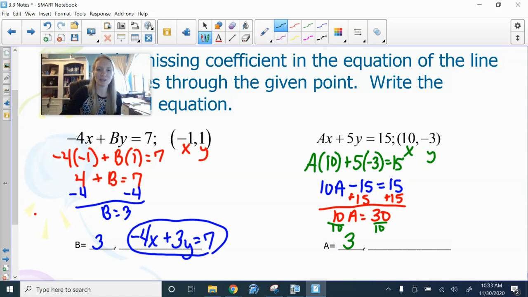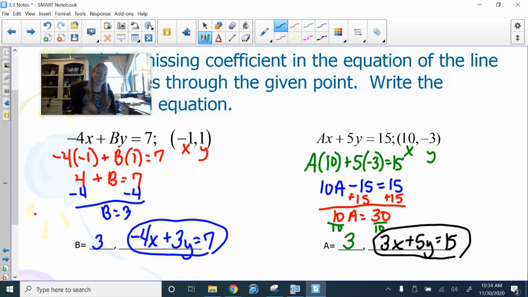So then it says write it in standard form. So instead of saying ax, we're just going to say 3x. And then we have plus 5y equals 15. So we're just kind of putting it back into its standard form. That's all it's asking you to do.